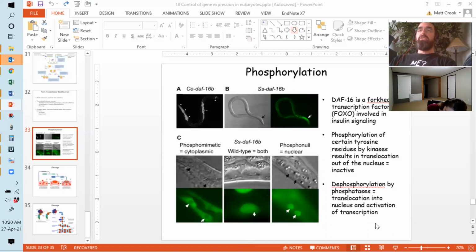And so if you actually change those residues in this protein to ones which can never be phosphorylated, you get this result. And so it's always in the nucleus because it can't be phosphorylated and removed. And there are actually residues which mimic what a phosphorylated protein looks like. I'm not entirely sure how. But if you change one of those residues to that instead, now it's always going to be retained in the cytoplasm. And that's what this kind of experiment was actually all about.